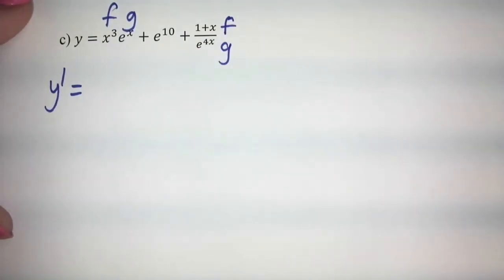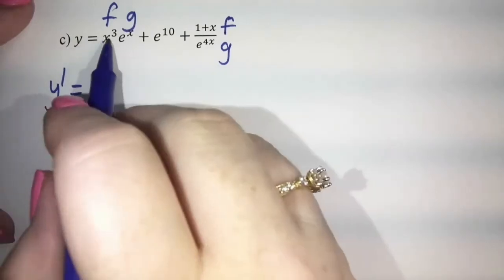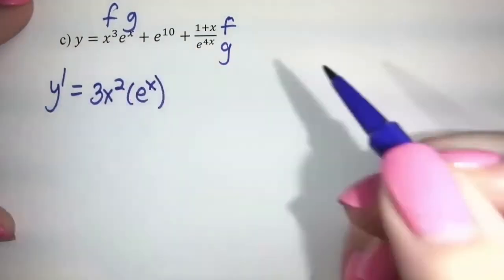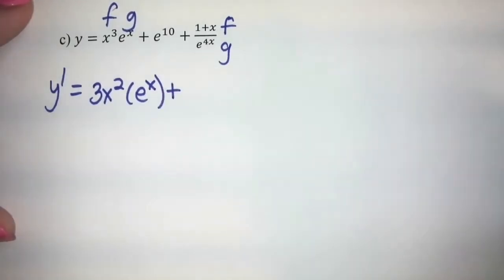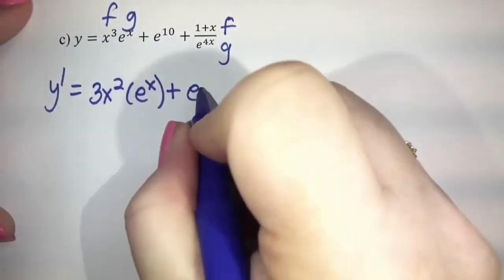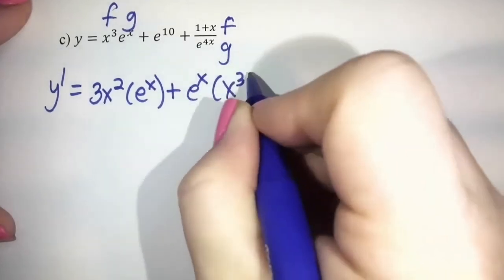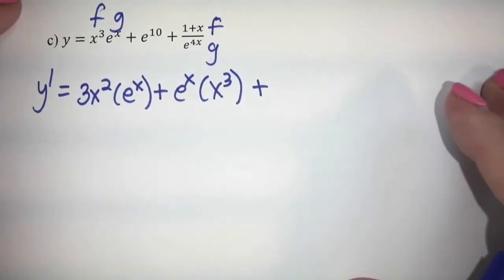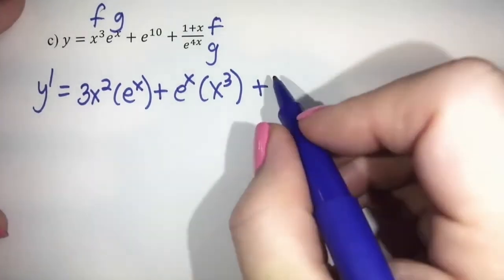So for our product rule here, we've got the derivative of x cubed, derivative of the first would be 3x squared times the second, e to the x, plus derivative of the second, derivative of e to the x is e to the x times the first, plus the derivative of e to the 10. E to the 10 is sort of a trick. There's no x in there, so the derivative of a constant is 0.